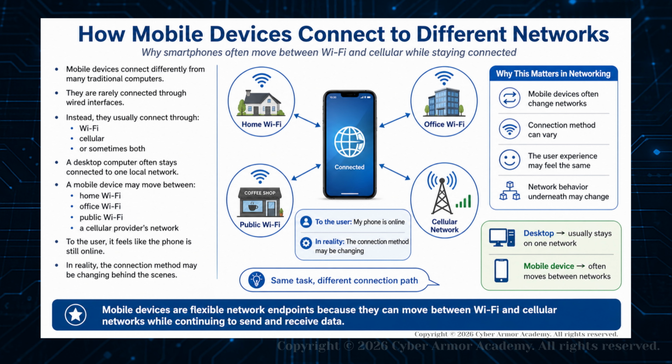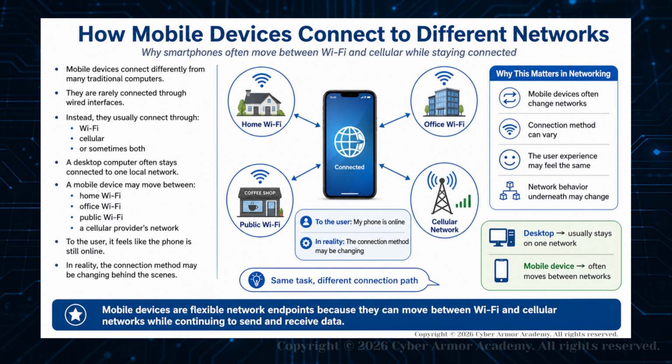One of the most important differences between mobile devices and many traditional computers is how they connect. Mobile devices are rarely connected through a wired interface. Instead, they usually connect by Wi-Fi, cellular, or sometimes both. That is a big deal in networking. A desktop might commonly sit on one local network, but a phone may move between home Wi-Fi, office Wi-Fi, public Wi-Fi, and a cellular provider's network.